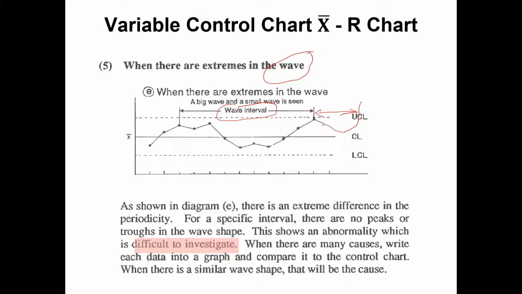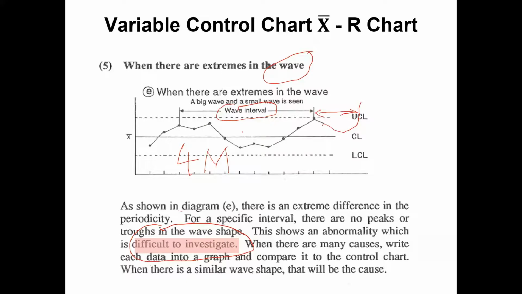Due to the inconsistency of the interval, you can't compare with the previous process to look at the setting. So normally you will say that if this is the trend, then it's quite difficult to investigate. If it is quite difficult, then what should you do? You should explore the 4M: machine, method, material, and man, to see what the potential problems are that occur between these two peaks. All right, this is rule number 5.